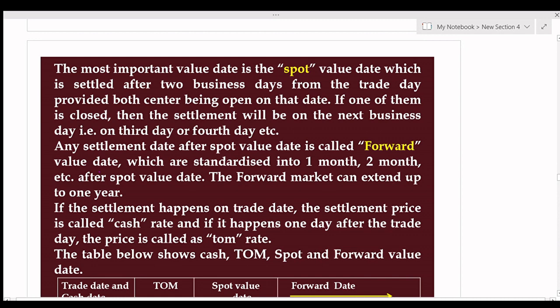The most important value date is the spot value date, which is settled after 2 business days from the trade day, provided both centers are open on that date. If one of them is closed, then the settlement will be on the next business day, that is on the 3rd day or 4th day, etc.